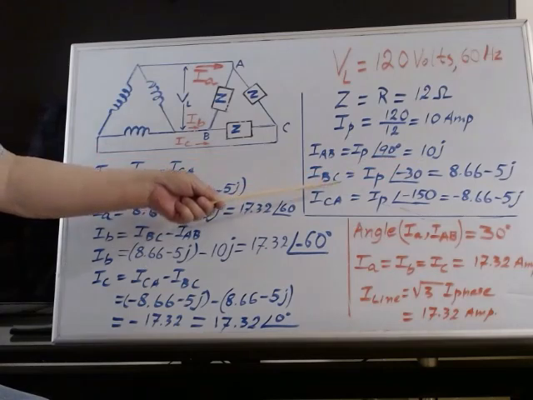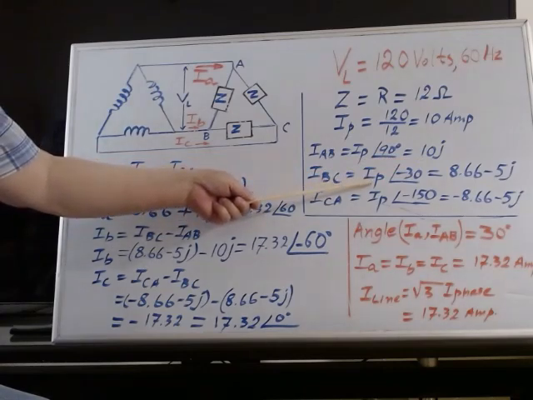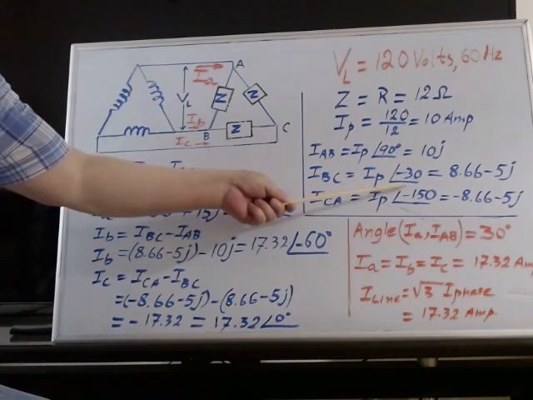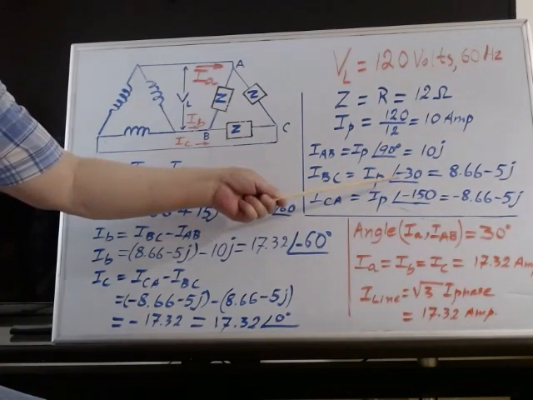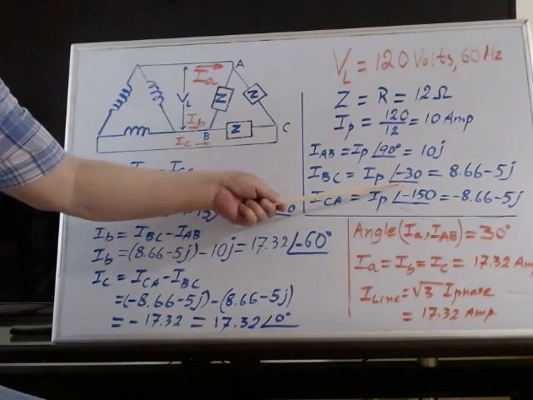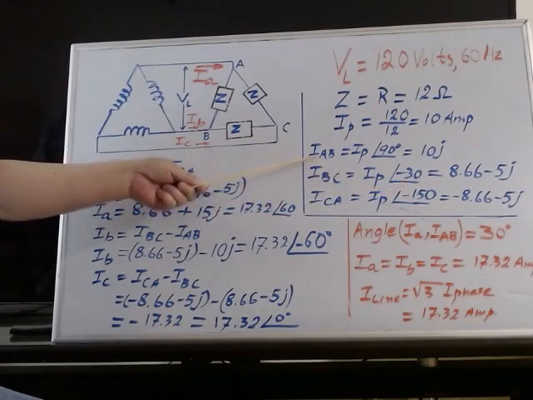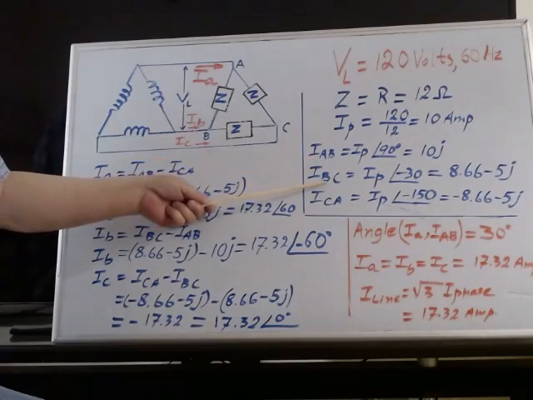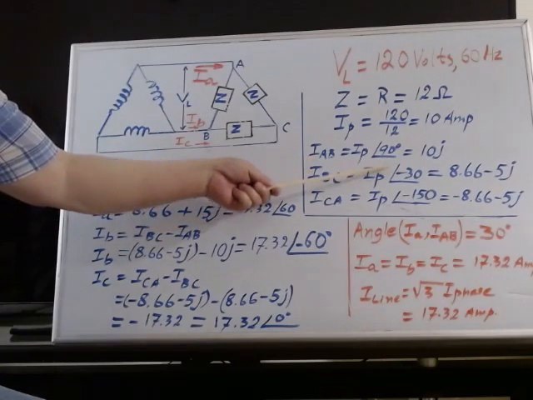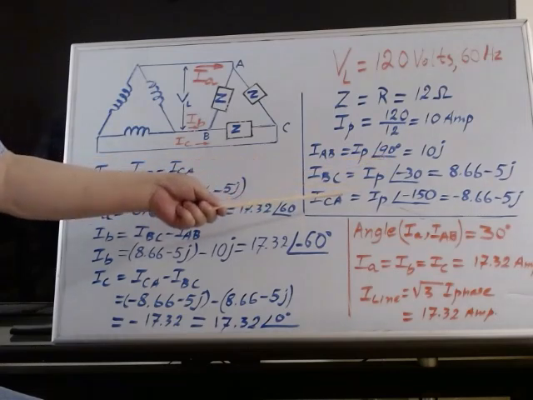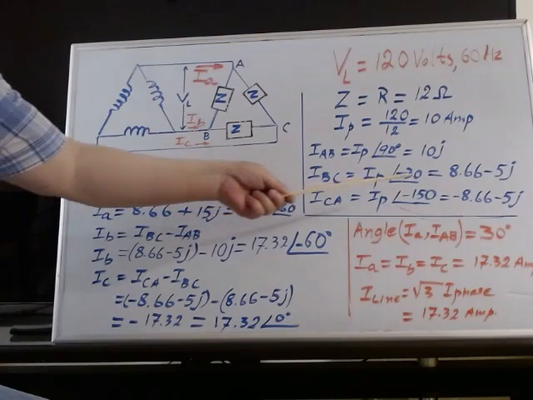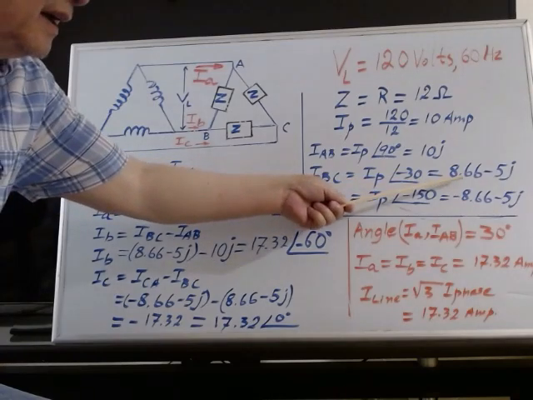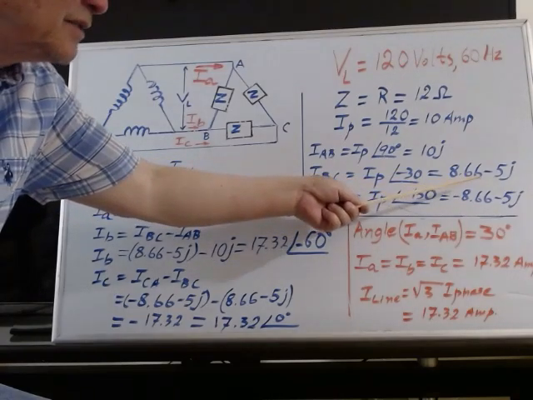IBC is equal also to the phase current with an angle of minus 30 degrees. Minus 30 degrees because we have to have an angle between IAB and IBC of 120 degrees. Now the value of IBC is equal to 8.66 minus 5J.